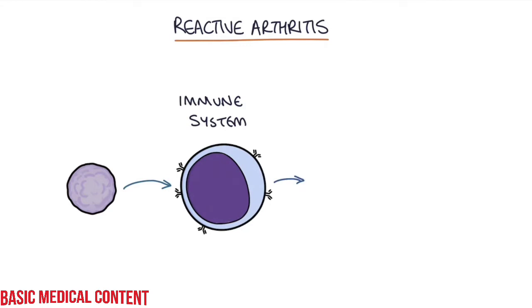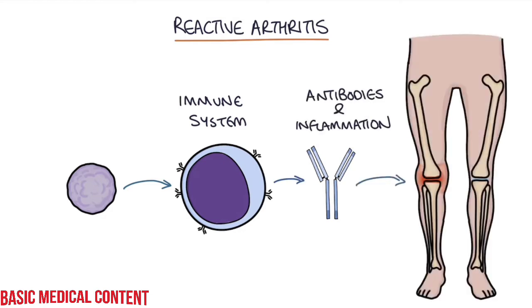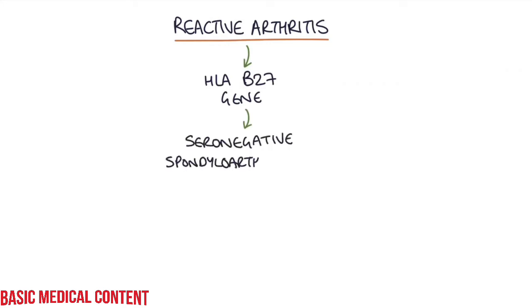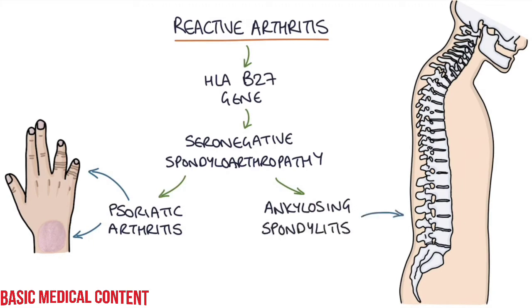As far as pathophysiology is concerned, essentially what is happening is that the immune system is responding to the recent infection, whether that's a gastroenteritis or sexually transmitted infection or another infection, and the immune system response also causes antibodies or inflammation that affects joints. There's a link with the HLA-B27 gene, and it's considered part of the seronegative spondyloarthropathy groups of conditions that, remember, also consist of psoriatic arthritis and ankylosing spondylitis.